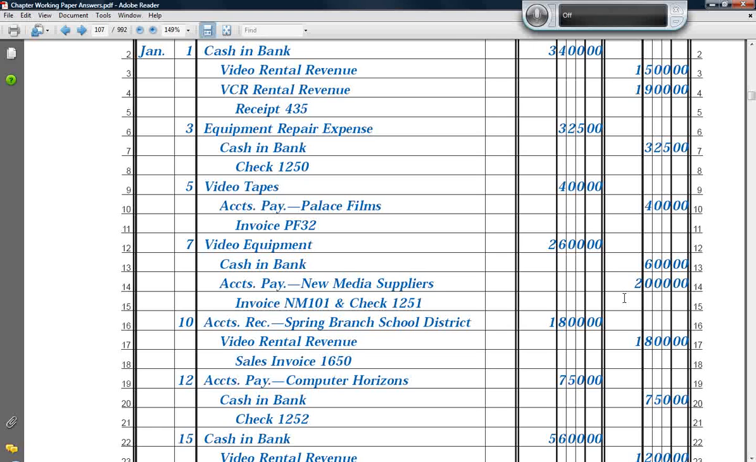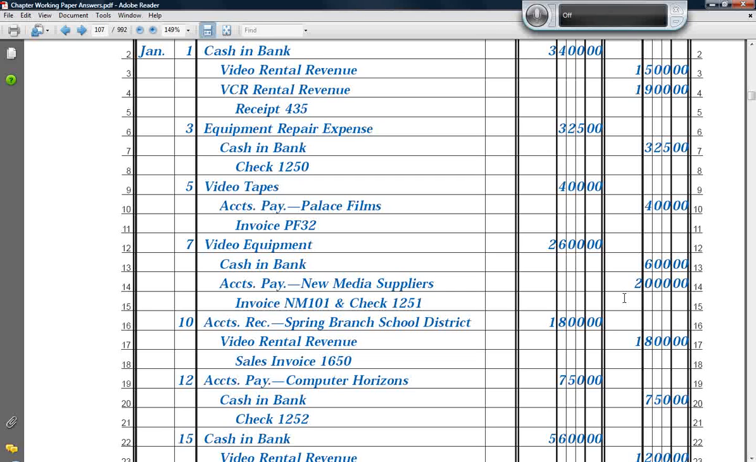On the 7th, we bought from New Media Suppliers $2,600 in video equipment. We made a down payment of $600 and agreed to pay the balance in 2 installments. Source documents are check 1251 and invoice NM 101. So we're debiting the full amount of the equipment as an asset. We didn't have that asset before. We now have that asset. So we debit video equipment $2,600.